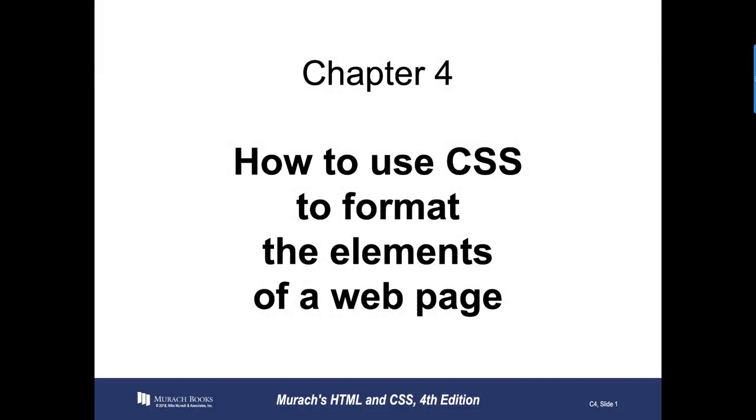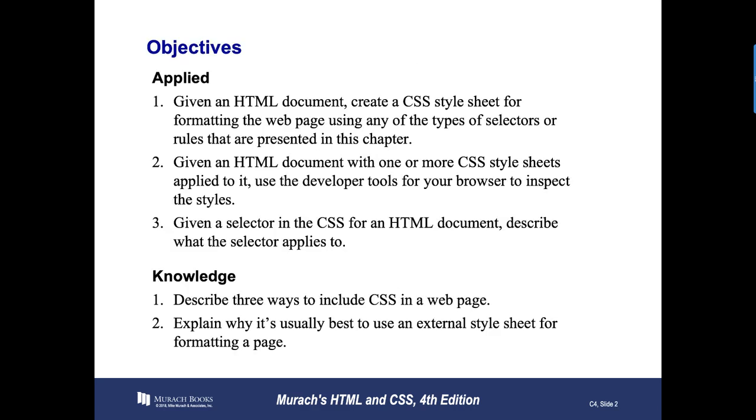Hello everybody, Bruce here with a lecture on Chapter 4 in the textbook, How to Use CSS to Format the Elements of a Web Page. So let's get started. The objectives of this particular chapter, the applied objectives, are: given an HTML document, create a CSS style sheet for formatting the web page using any of the types of selectors or rules that are presented in this chapter. Number 2, given an HTML document with one or more CSS style sheets applied to it, use the developer tools for your browser to inspect the styles. Given a selector in the CSS for an HTML document, describe what the selector applies to.